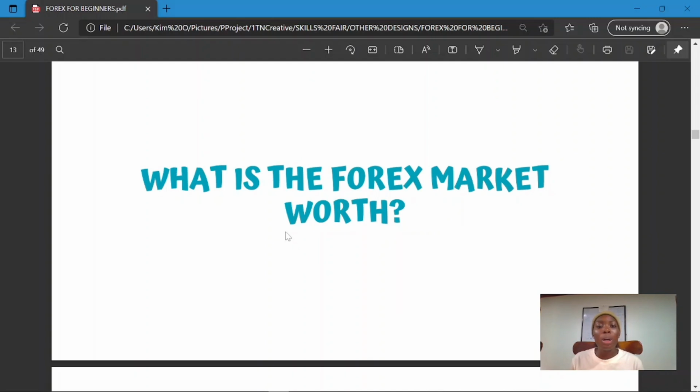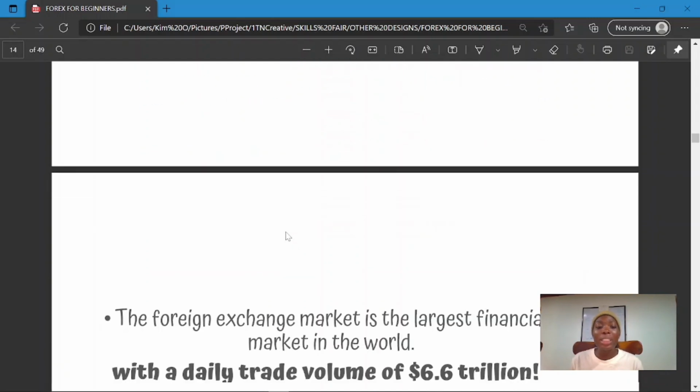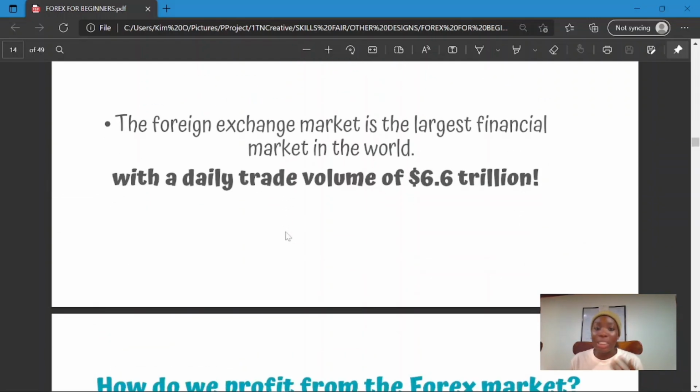So the Forex market is the largest, like I said, financial market in the world, with a daily trading volume of 6.6 trillion. That is daily trading, not weekly or monthly or yearly.